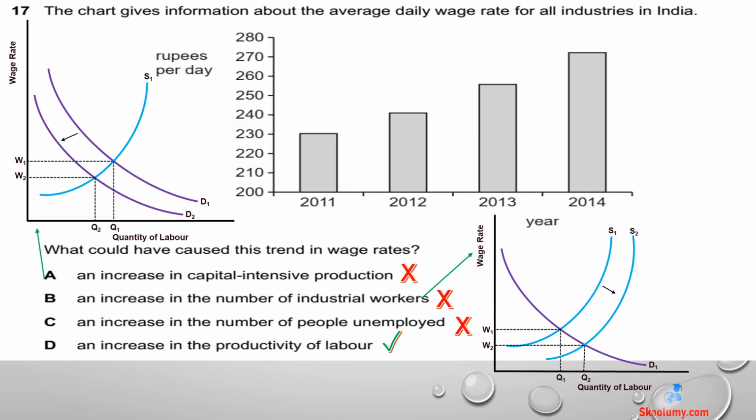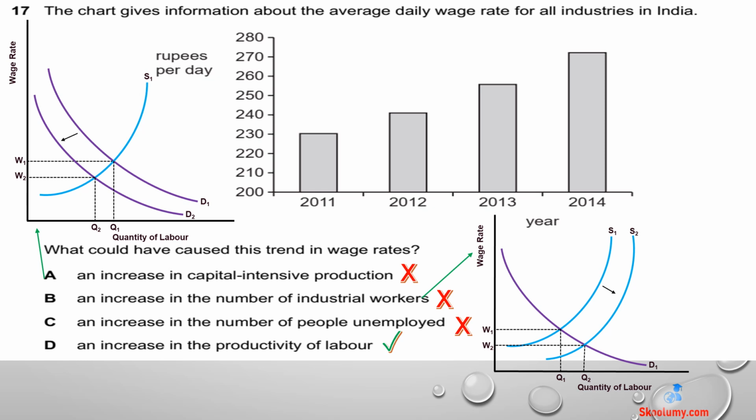Question 17. The chart gives information about the average daily wage rate for all industries in India. What could have caused this trend in wage rates? The answer is option D, an increase in the productivity of labor. Productivity is output per worker. Employers increase the wage rate if each worker produces more or becomes more productive.